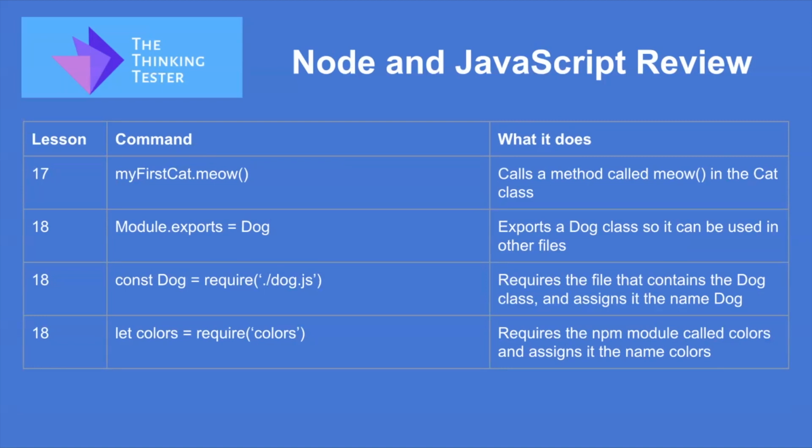We also learned how to do exports. We exported a Dog class so that it could be used in other files. And we learned how to require that export so that we could use the Dog class in the other files. And we learned how to require an NPM module in a JavaScript file so that we could use whatever that NPM module does.